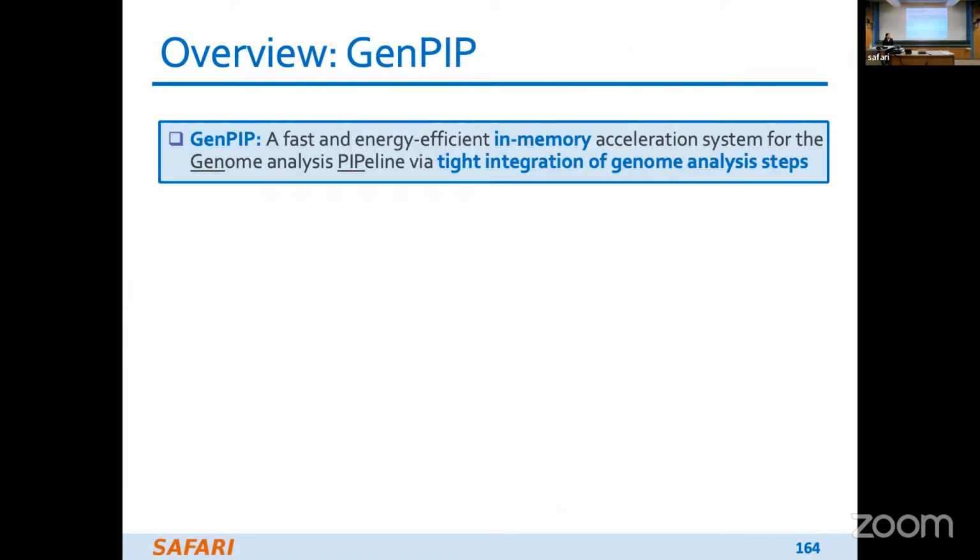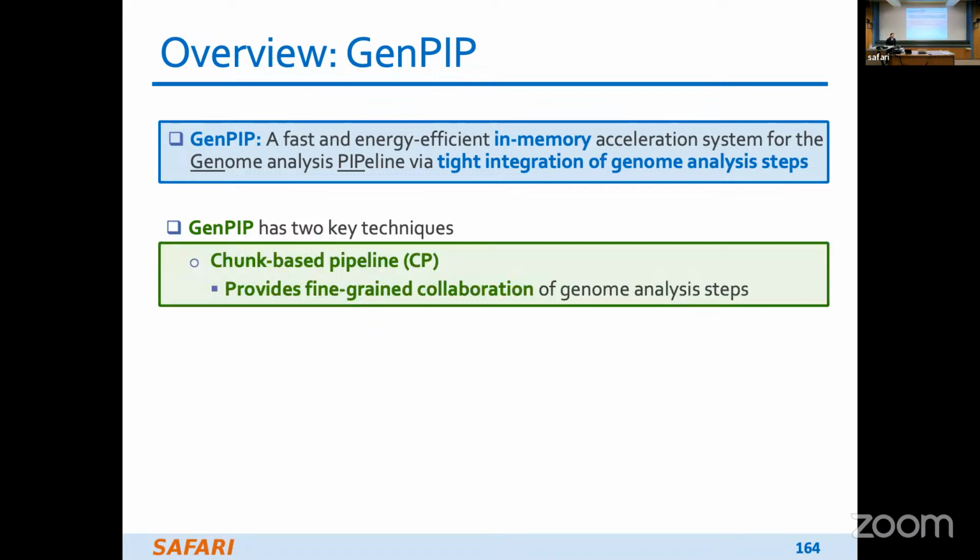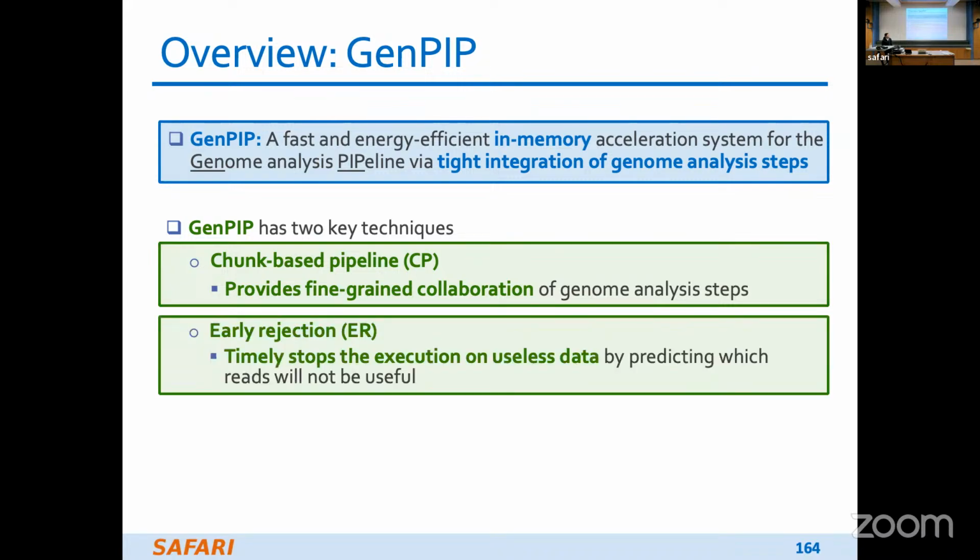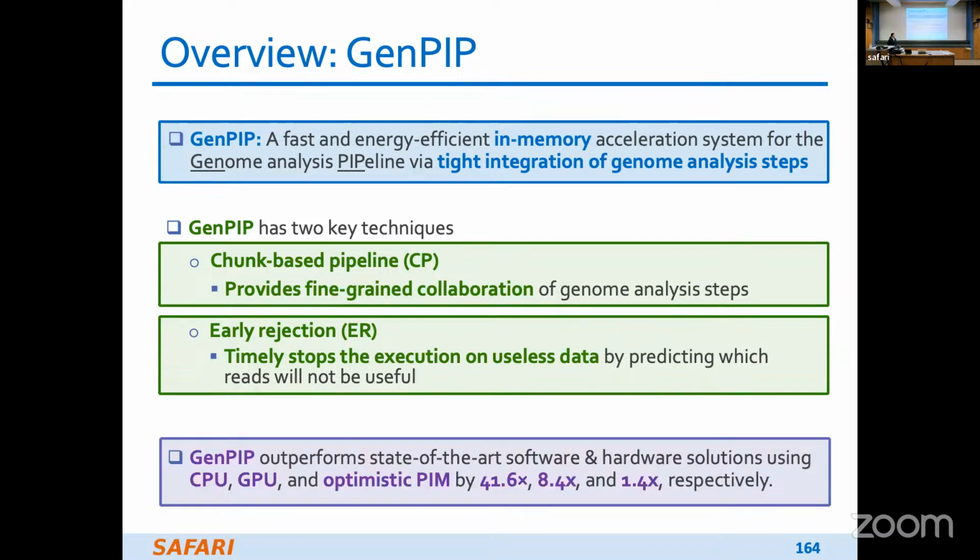So we propose GenePIP. GenePIP is a fast and energy-efficient in-memory acceleration system for the genome analysis pipeline via tight integration of genome analysis steps. GenePIP has two key techniques: a chunk-based pipeline, which provides a fine-grained integration of genome analysis steps, and early rejection, which timely stops the execution on useless data by predicting which reads will not be useful. And GenePIP outperforms the state-of-the-art software and hardware solutions using CPU, GPU, and prior PIM a lot.